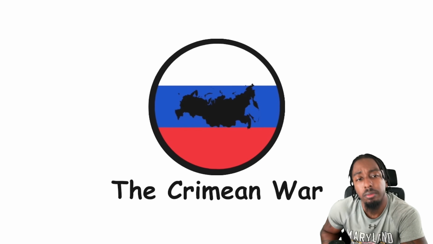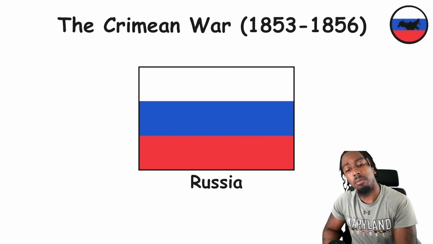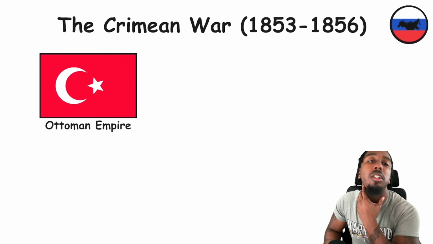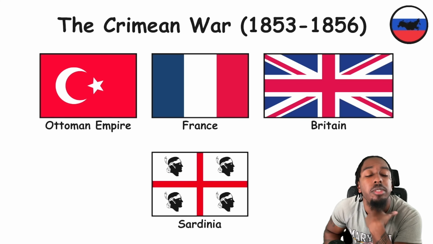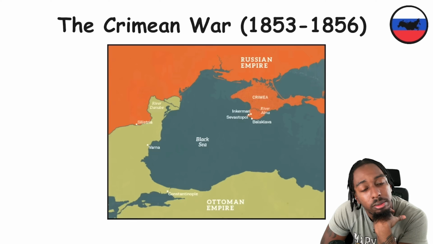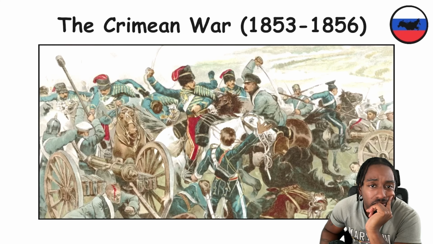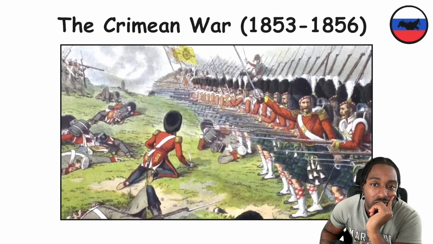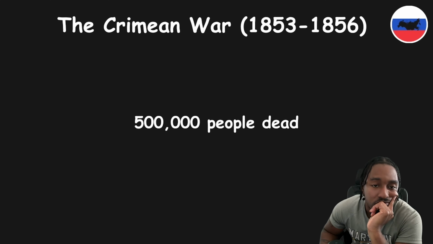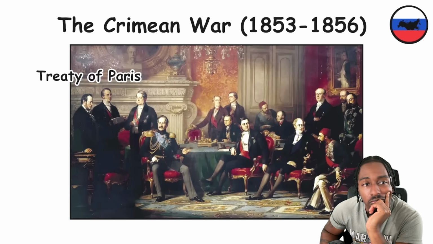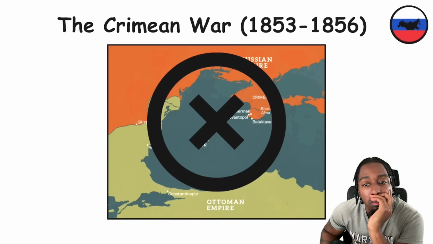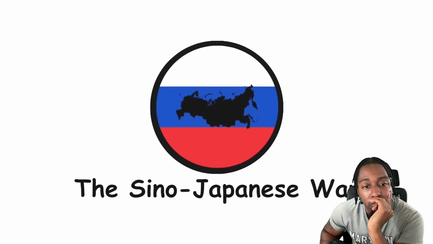The Crimean War. The Crimean War involved Russia on one side and an alliance of the Ottoman Empire, France, Britain, and Sardinia on the other. The war was fought over control of territories in the Black Sea region, particularly the Crimean Peninsula. The conflict was characterized by outdated military tactics, inadequate medical care, and harsh conditions, resulting in 500,000 deaths. The war ended with the signing of the Treaty of Paris in 1856, which confirmed Russia's loss of influence in the Black Sea.